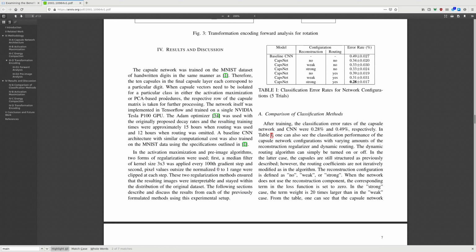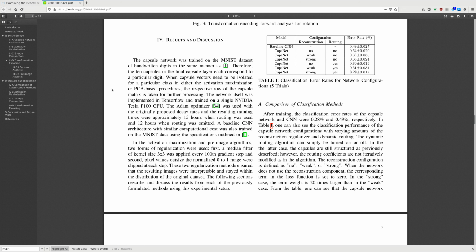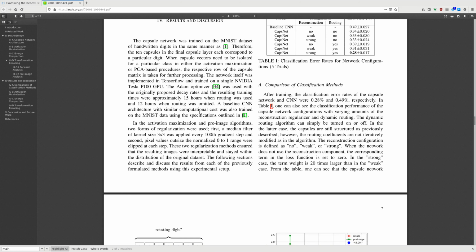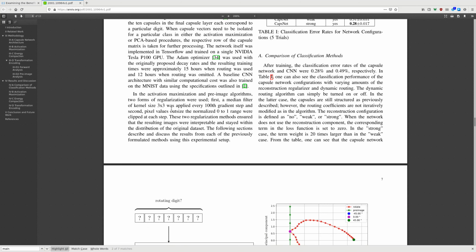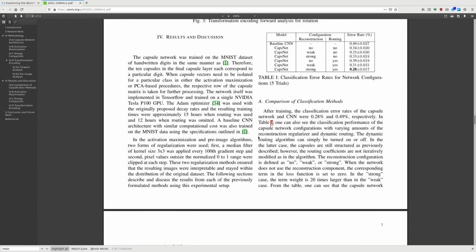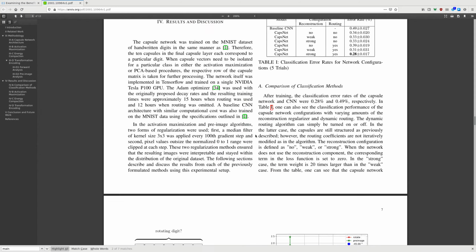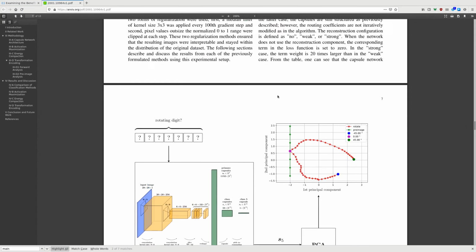The results and discussion. The capsule network was trained on the MNIST dataset of handwritten digits in the same manner as before. Therefore, the 10 capsules in the final layer each correspond to a particular digit. When capsule vectors are extracted for the PCA procedure, the activation, maximization, and pre-image algorithms use regularization. First, a median filter of kernel 3 by 3. This regularization ensured images were interpretable and stayed within the distribution of the dataset. Okay, comparison of classification methods.